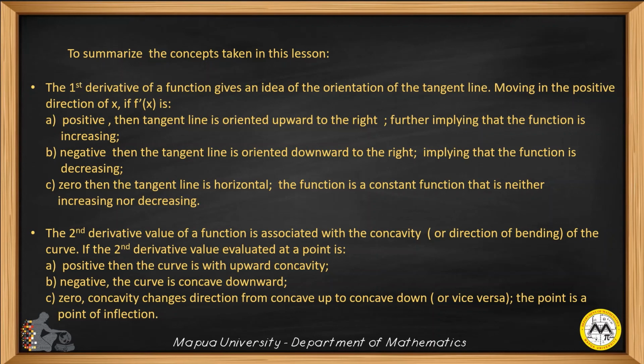The second derivative value of the function will give us an idea of the concavity of the function, and that the curve of the function is concave up if the second derivative value is positive, and is concave downward if the second derivative value is negative.